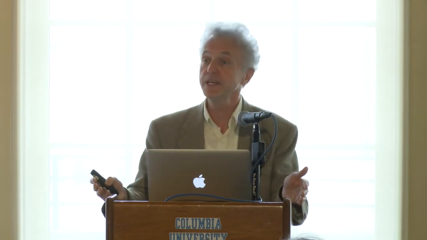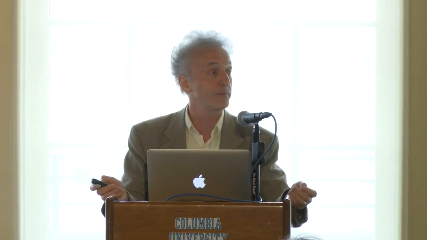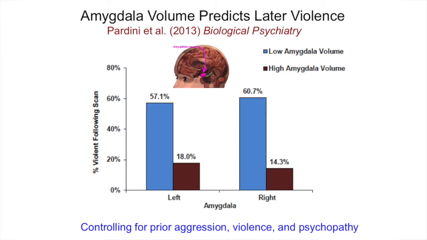So Dustin took men in the community, brain scanned them, and created a group who had a smaller volume of the amygdala, compared them to men with a higher volume of the amygdala. And after the brain scan, Pardini followed them up for about 3 years and looked to see which ones committed violent criminal acts. So the blue bar here are those men with a low amygdala volume. We think they are psychopathy prone. That reddish group are those with high amygdala volume.